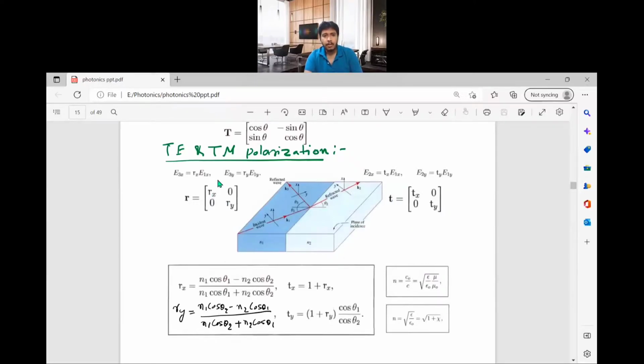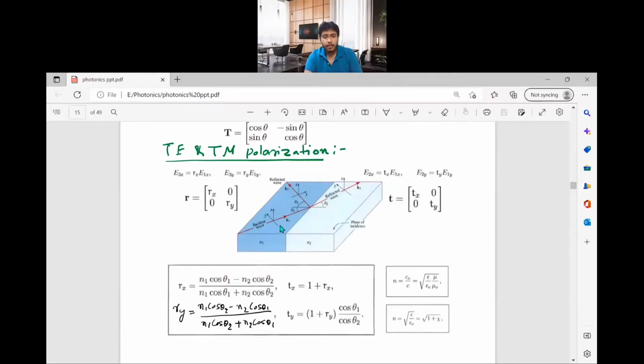And one thing you need to know is the TE and TM polarization. So what is TE polarization? The x component of the electric field is known as the TE polarization, or you can say the electric field is perpendicular to the plane of incidence. It is sometimes also known as S polarization. And the y direction of the electric field is known as the TM polarization, or you can say the magnetic field is perpendicular to the plane of incidence. So this is the TM polarization, and the x-axis is the TE polarization.